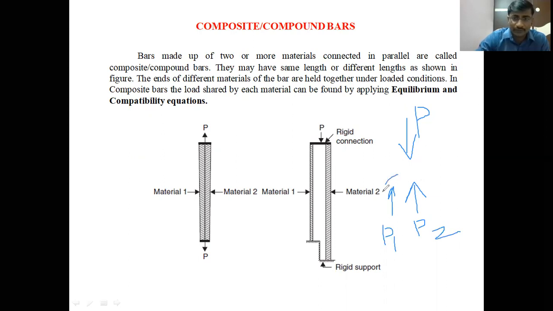So what are the upward forces acting? P1 plus P2. Total force acting in the upward direction is P1 plus P2. Total downward force is P. P1 plus P2 is equal to P, which is the equilibrium. It is called the equilibrium equation. Clear?